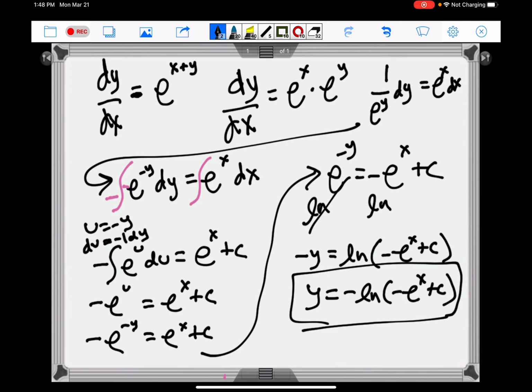Wait, Miss Summers, why when you went from this step to the ln step, did you get rid of the negative on the e to the negative y? Because I divided negative on both sides. It got sucked in here, but it's there. Oh, okay.